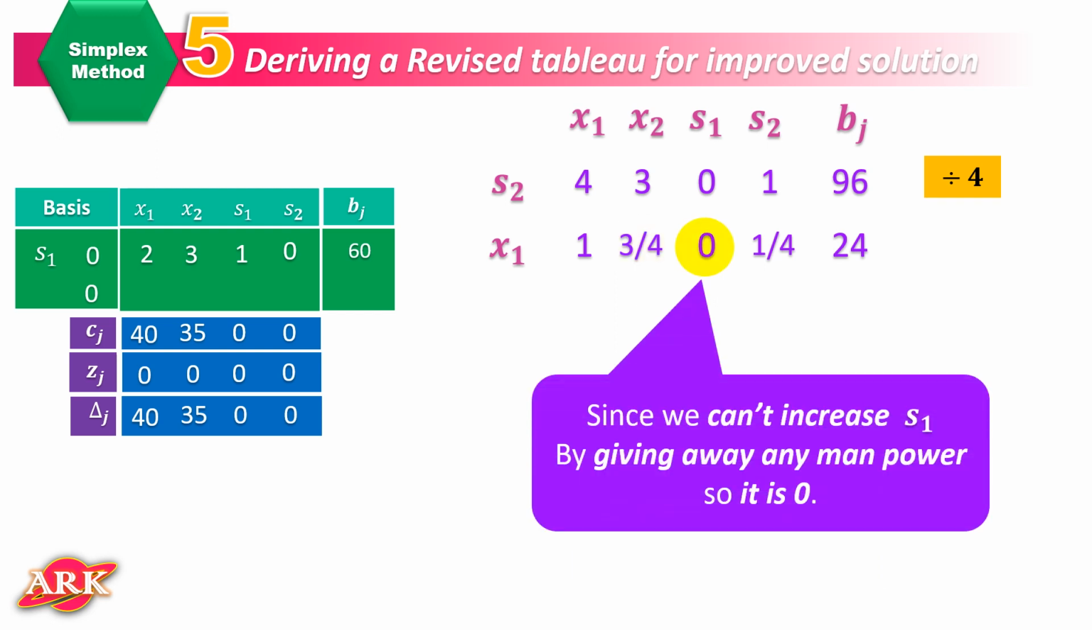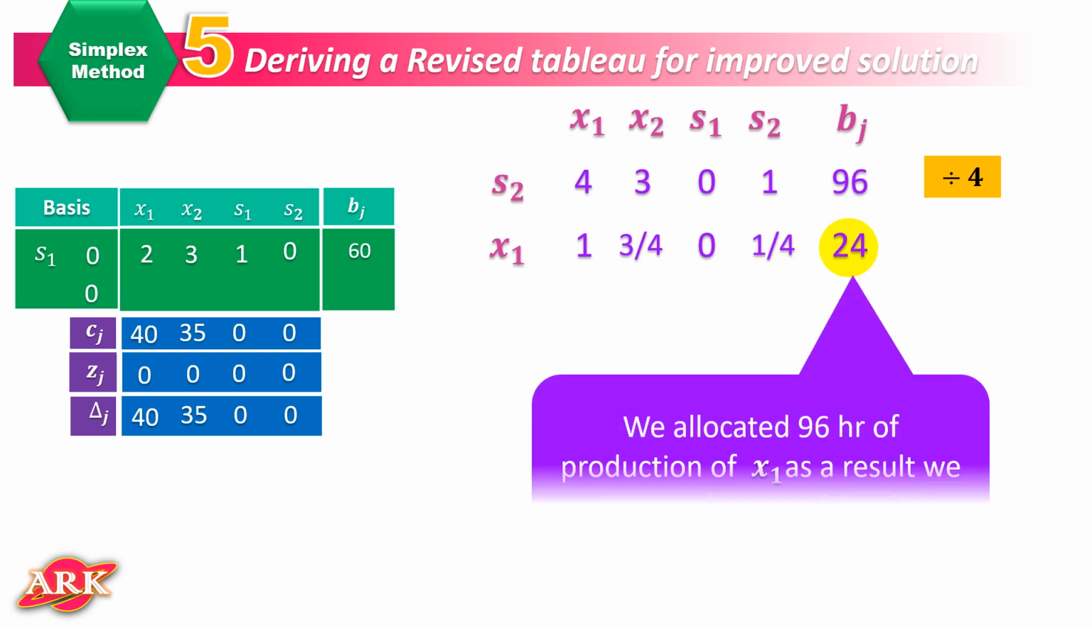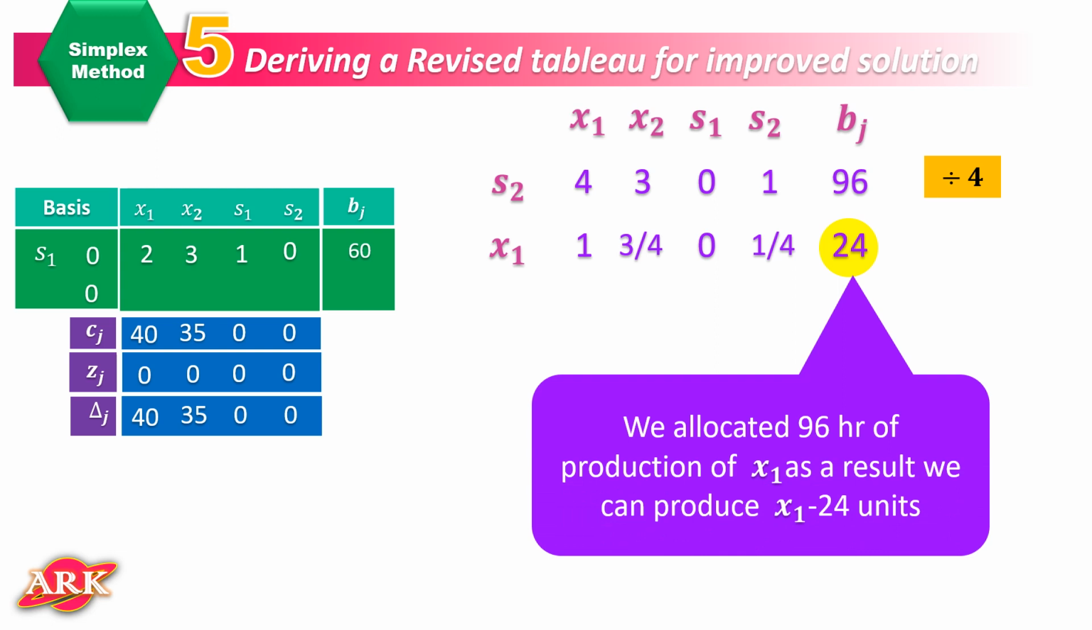0 represents that since we can't increase S1 by giving away any manpower, it is 0. 1 by 4 represents that to increase S2 by 1 unit, we need to give away 1/4 of an X1 unit. 24 represents the total number of products that we made by allocating 96 hours, which is the complete manpower for producing only X1. Out of 96 hours of manpower, we can produce 24 units of X1.